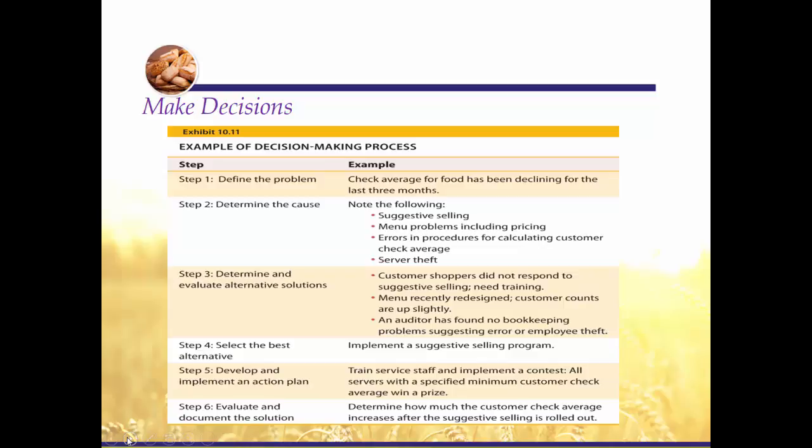Step 5. Develop and implement an action plan. An example of that would be to train the service staff and implement a contest. All servers with a specified minimum customer check average win a prize. And lastly, Step 6. Evaluate and document the solution. An example of that would be to determine how much the customer check average increases after the suggestive selling is rolled out.